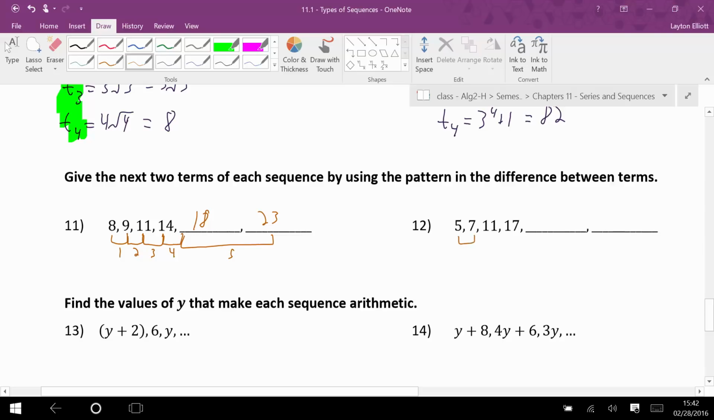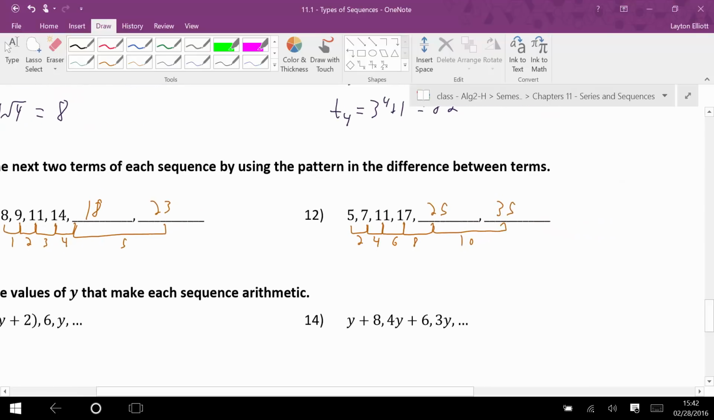Here, 5 to 7 is 2. 7 to 11 is 4. 11 to 17 is 6. So the next differences that we do are going to have to be 8, and that's going to give me 25. And the next set's going to be 10, which gives me 35.